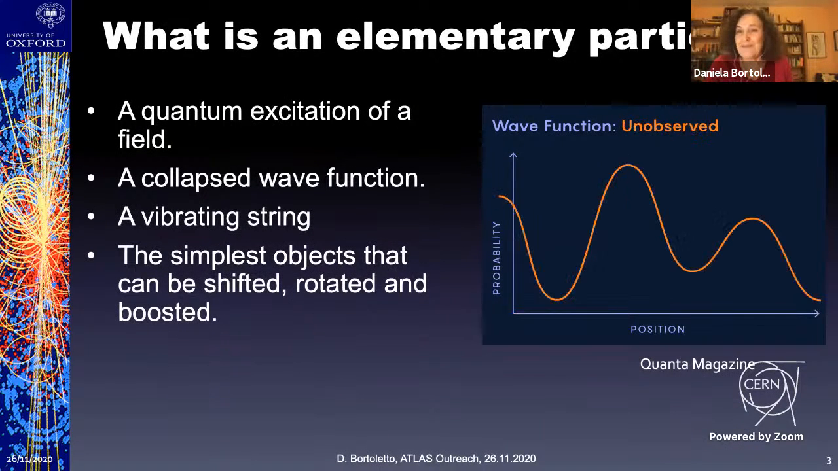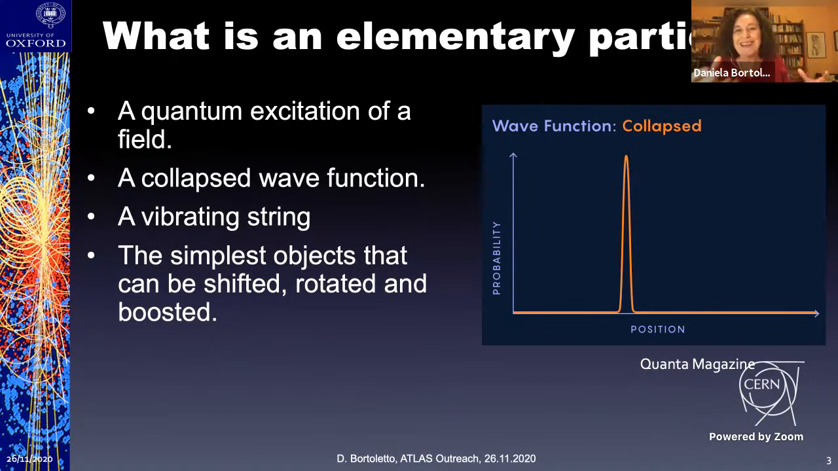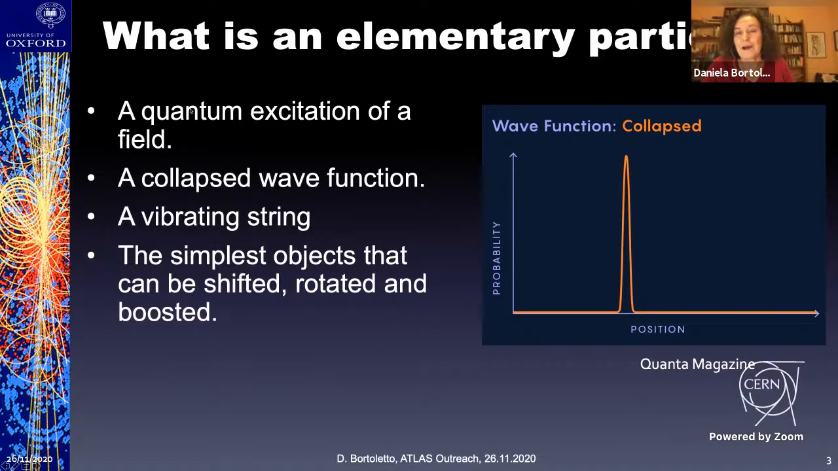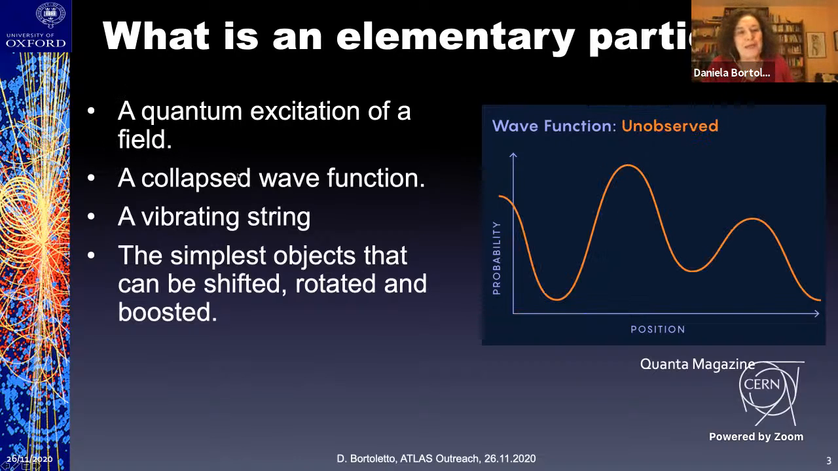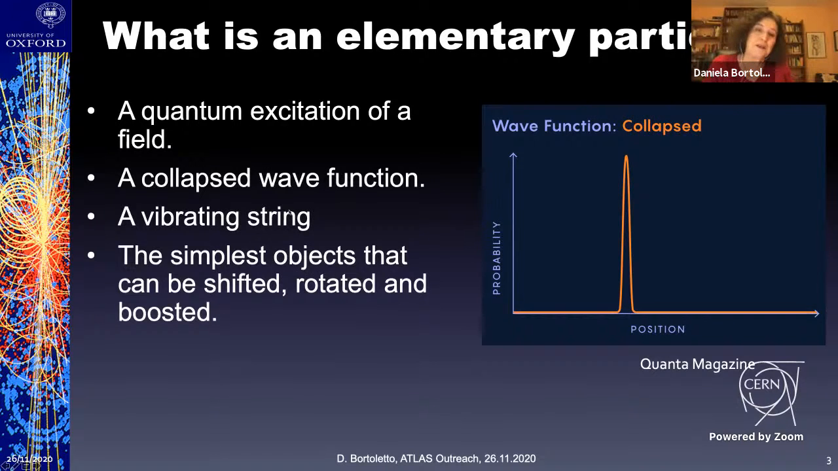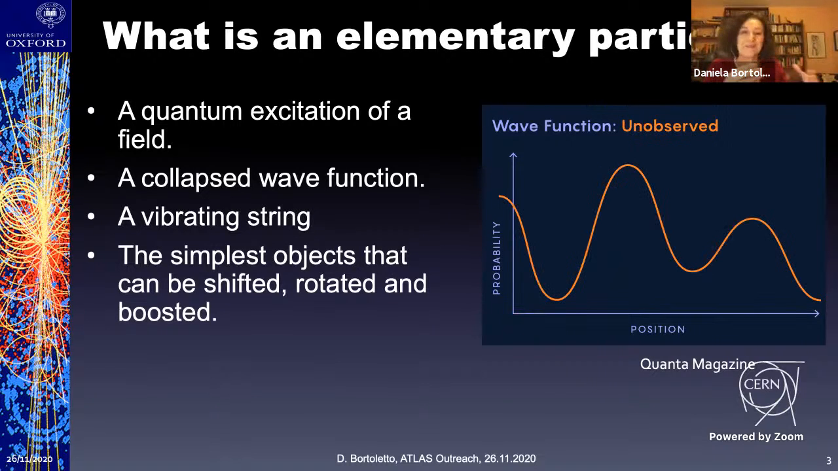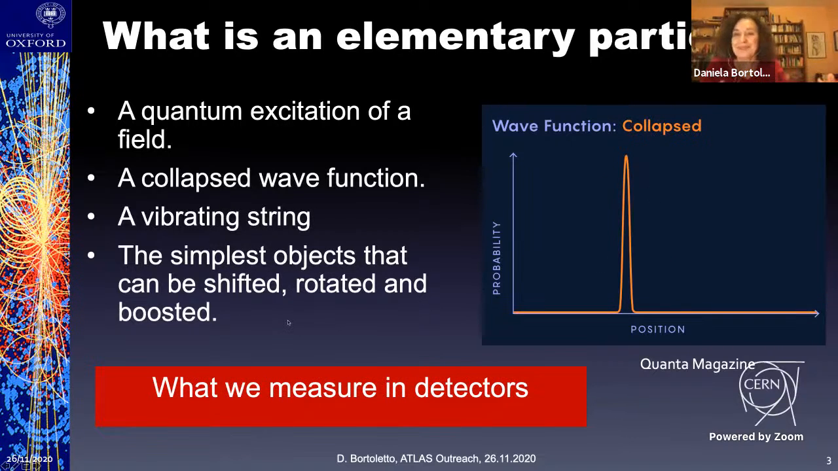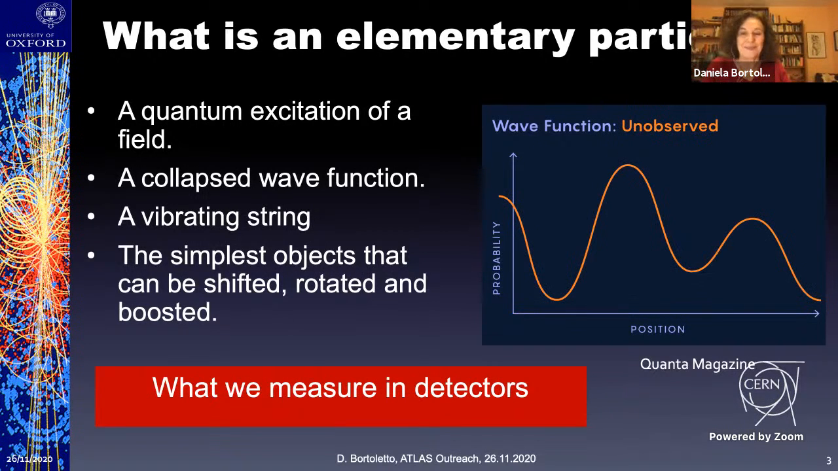But what is an elementary particle? Sometimes we also call them fundamental particles, which indicates already that perhaps we don't really know what they are, or we don't have a good definition for them. Because of quantum mechanics, we sometimes define them as a quantum excitation of a field, or as a collapsed wave function when we measure them, or, if string theory is true, they could be like a small string. Or, if you are looking at a very mathematical definition, you could say that they are the simplest objects that can be shifted, rotated, and boosted. But another very practical definition is what we measure in our detector, which I will use for most of my talk.